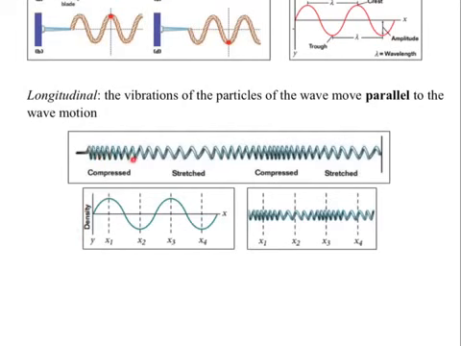See how dense the spring is here? It's at a high value. See how not dense it is, how stretched out it is? It's at a very low value. And when it's compressed, or dense, it's at a high value. When it's stretched, it's at a low value of its density. So this is just an example with a spring. But again, longitudinal means it moves parallel to the wave motion.